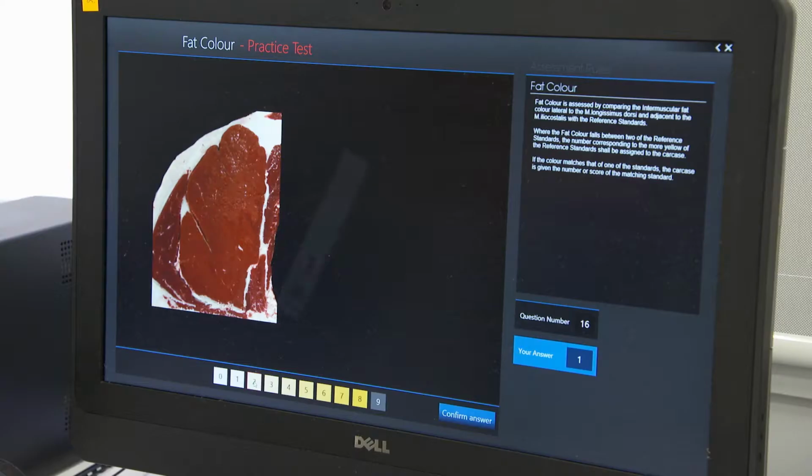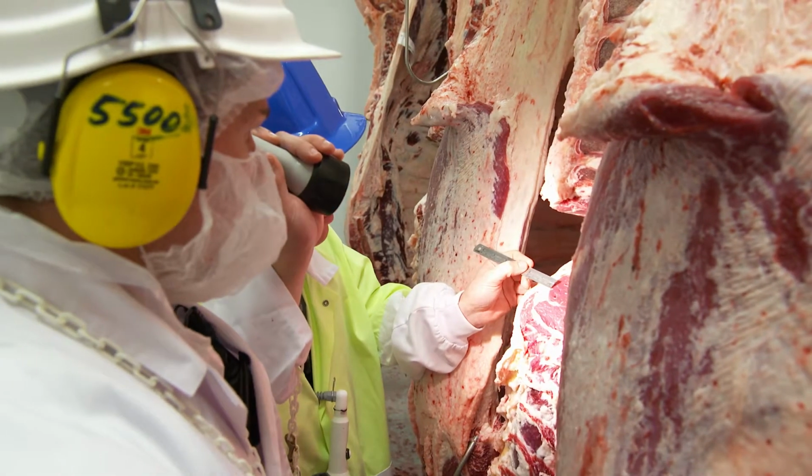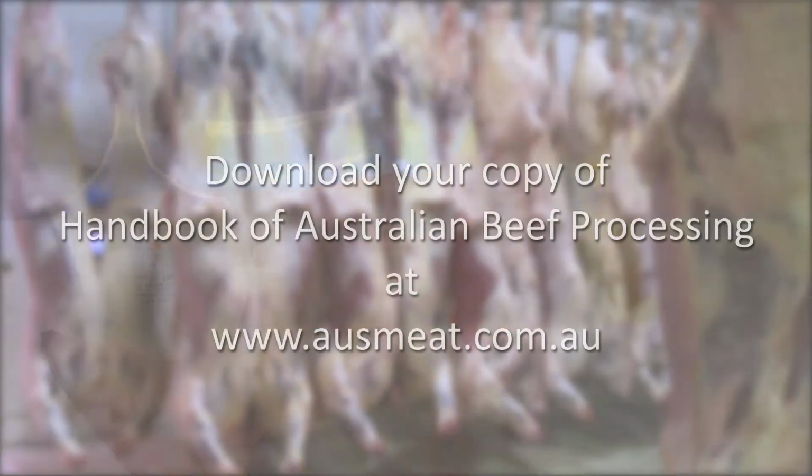AUS-MEAT delivers training, provides accreditation, and conducts audits of Australian red meat processors to maintain the integrity of the chiller assessment language. For more information, visit the AUS-MEAT website and download the Handbook of Australian Beef Processing.